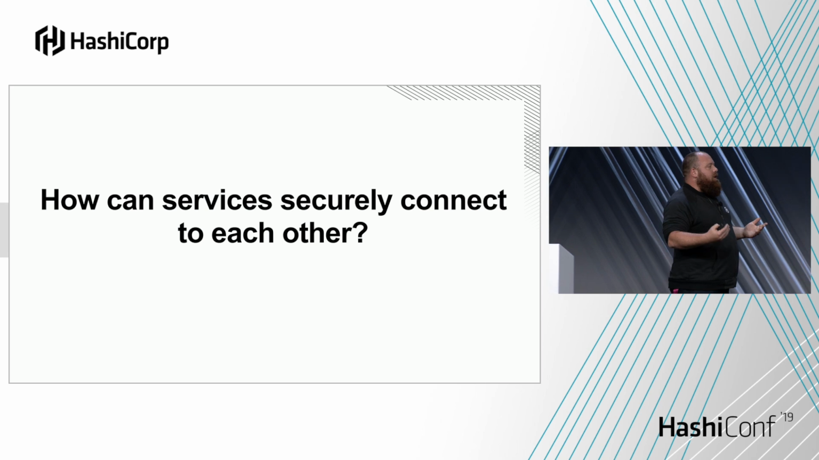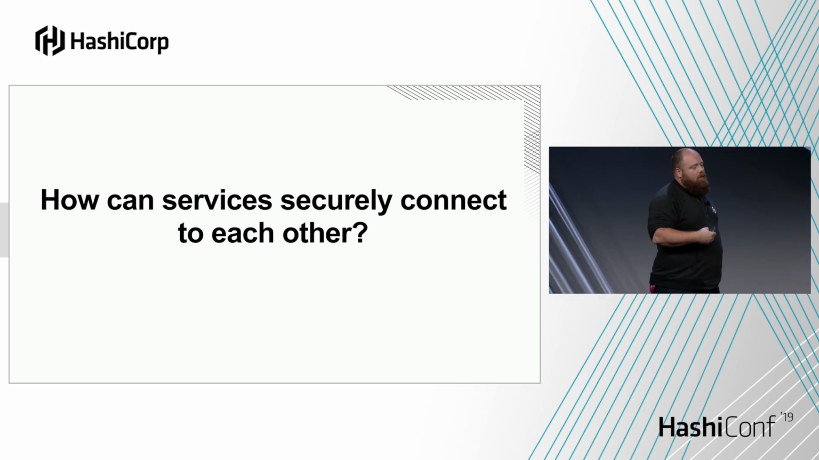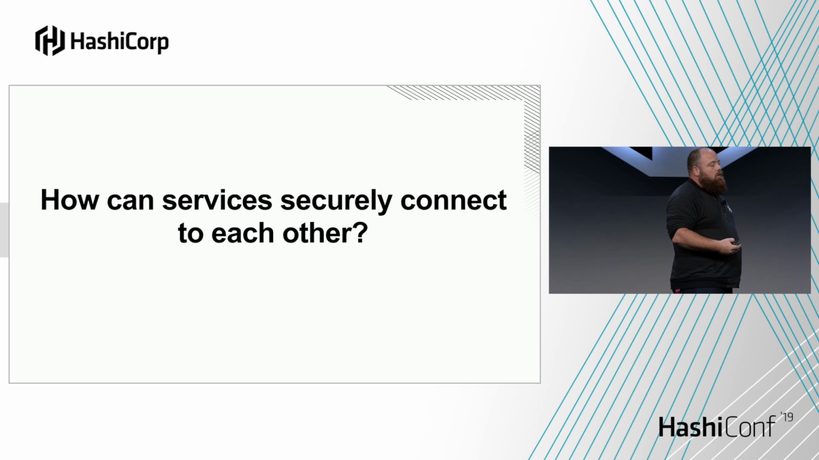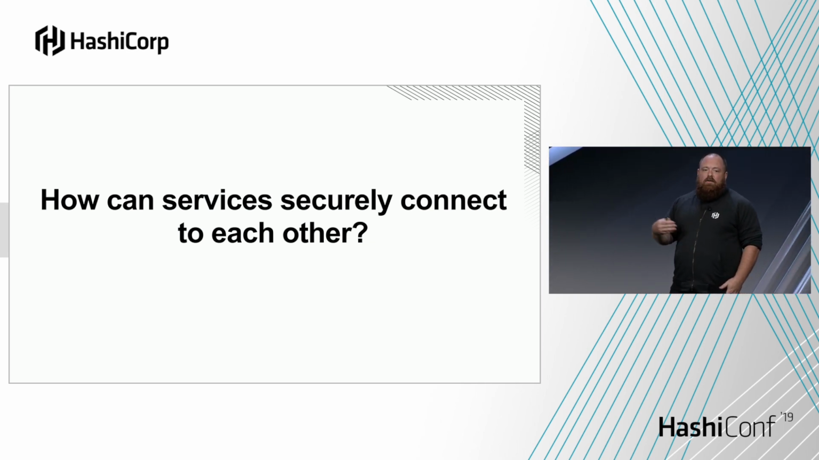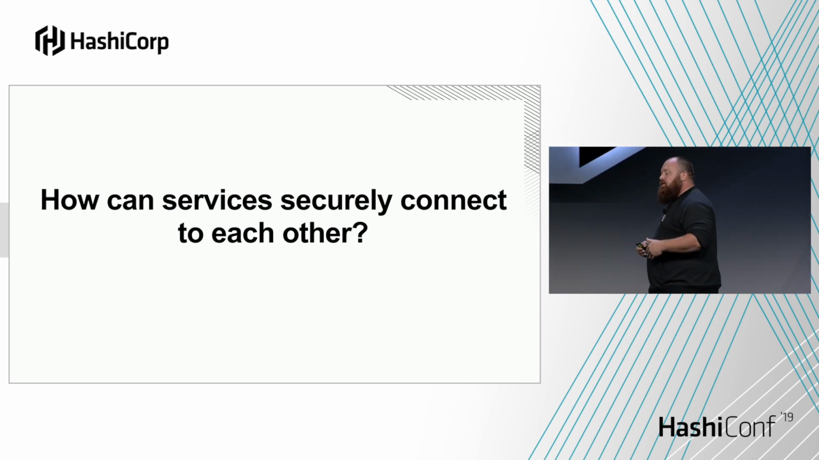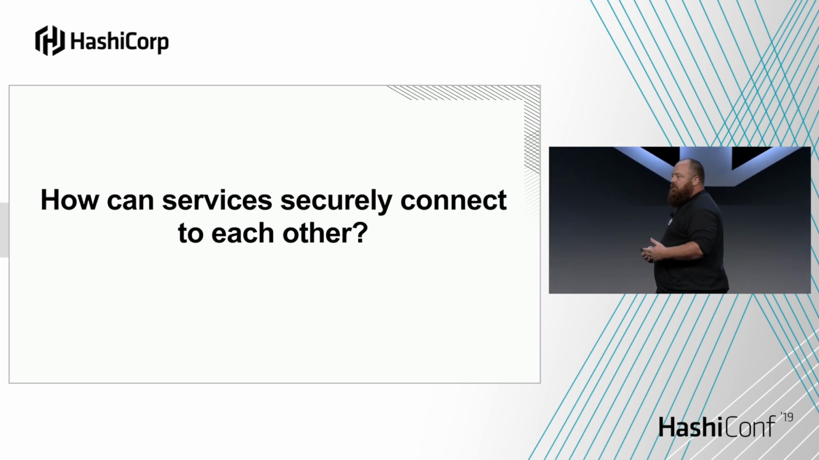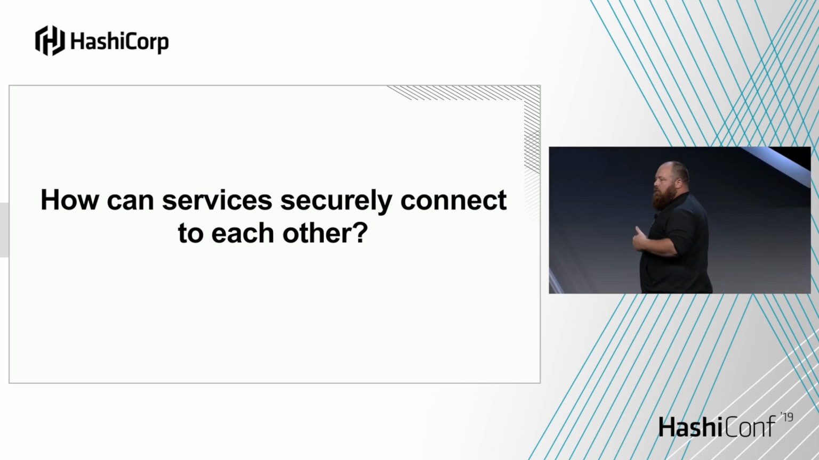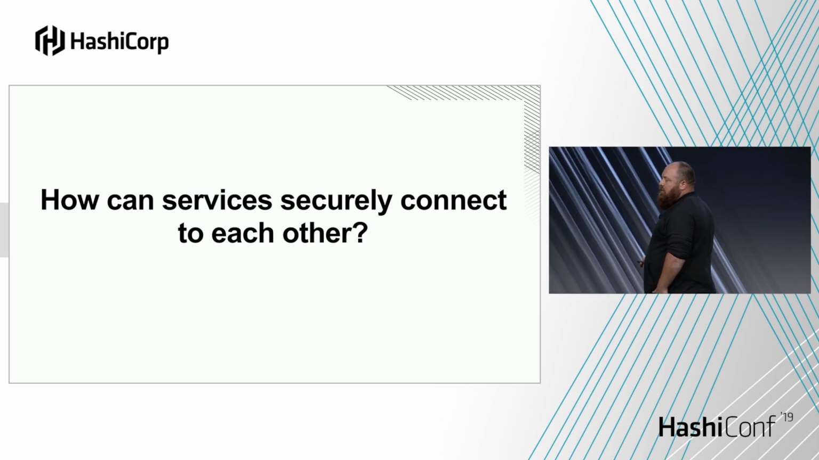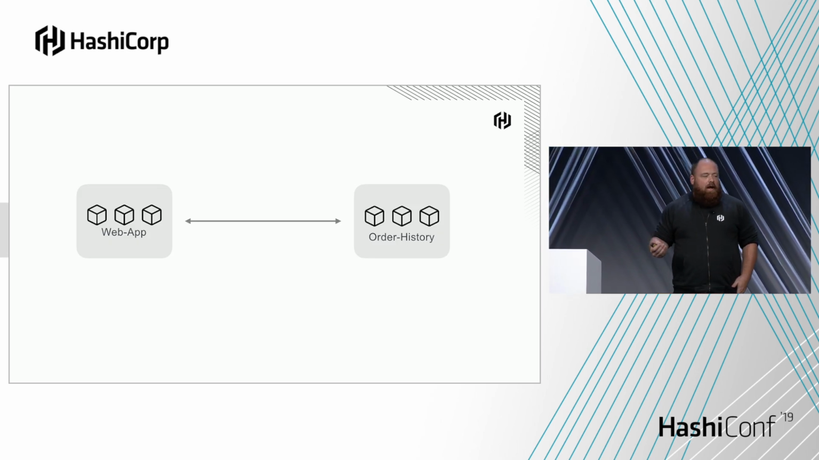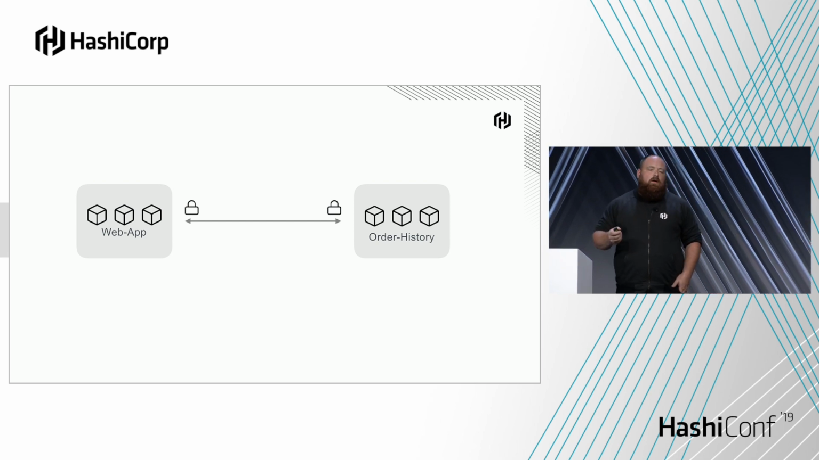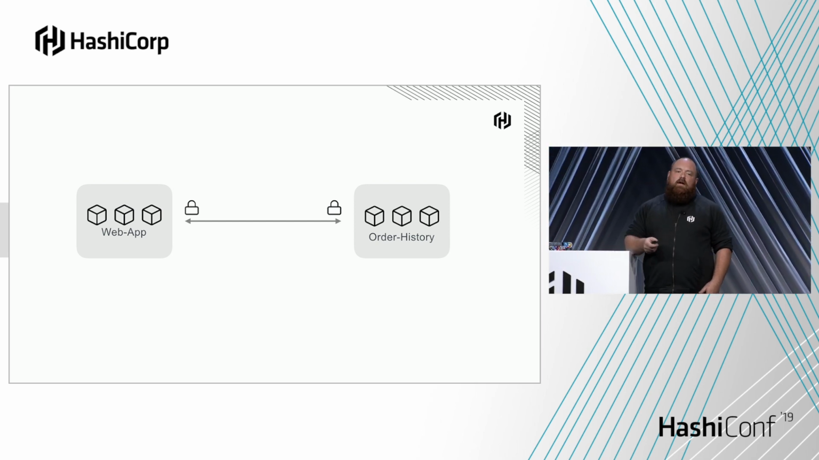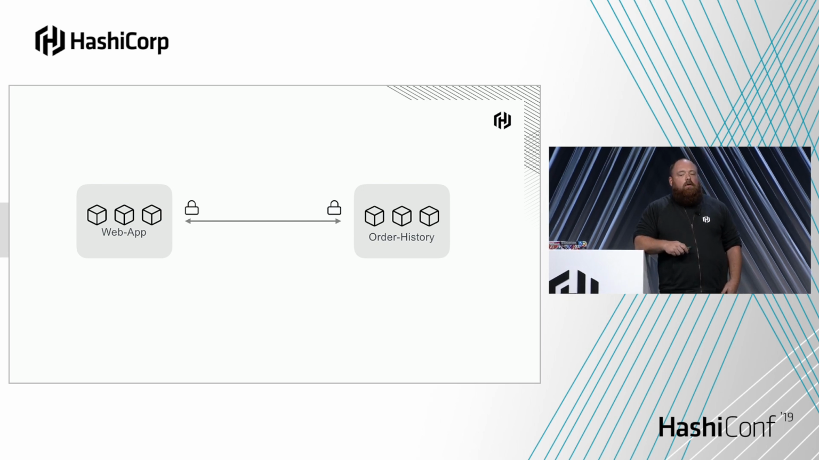So the next question we have to move on to is how can services securely connect to each other? I've solved this challenge of service discovery, that's great. But now why do I want to move into this idea of securely connecting to each of these? So let's go back to our earlier example of web app wanting to talk to order history. Not only do I want it to talk to it, I want to ensure that it's talking to it securely, and that only web app can talk to order history.